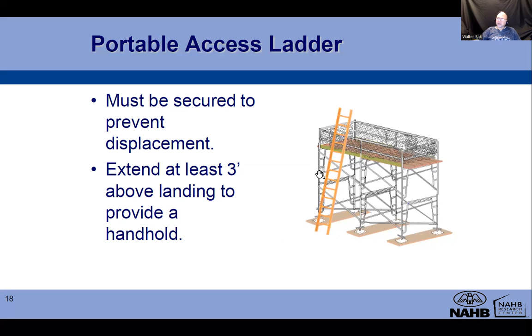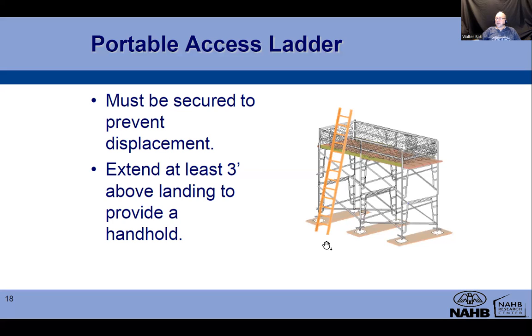Okay, so what is it that we have to know here? Portable access ladders must be secured to prevent displacement. Okay, well, secure from the top, secure from the bottom. We have learned that already. Must extend at least 3 feet above the landing surface to provide a handhold. Well, same thing as we talked about before, right? You need to have 3 feet above the landing surface.